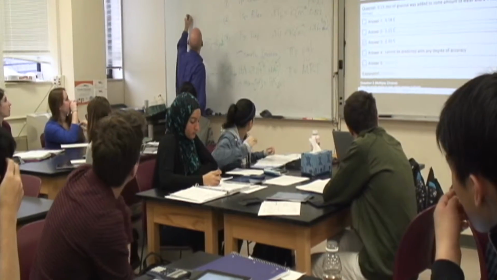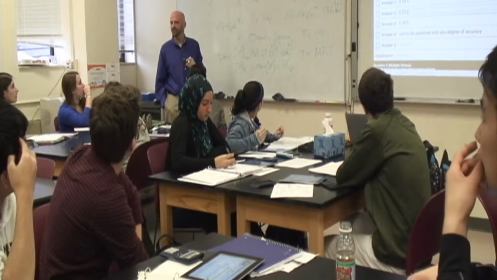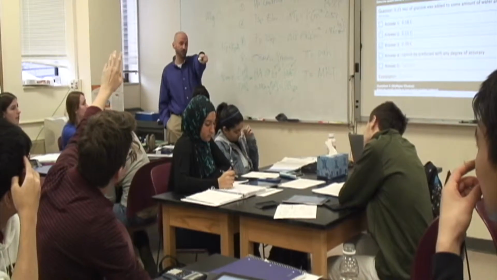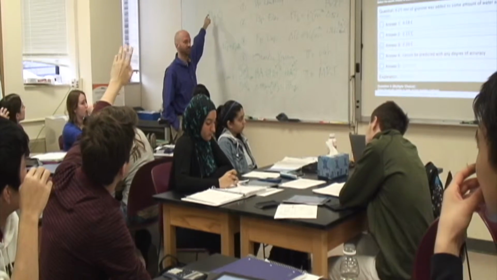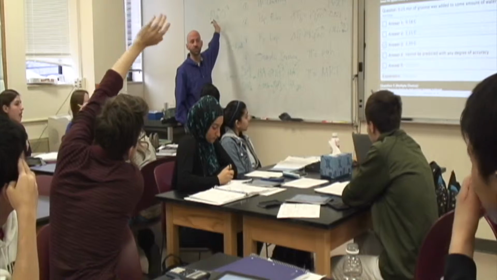Magnesium oxide. What's the formula for magnesium oxide? Yeah, it's MgO, right? So that would give you a factor of, how many ions are here? There's 2, right? Plus 2, minus 2. So that would give us a factor of 2.